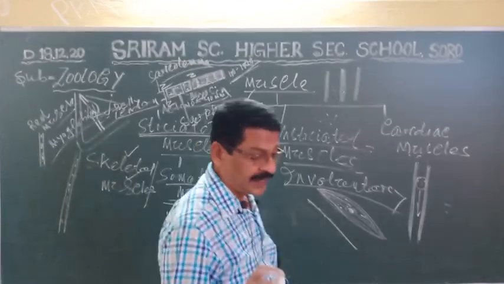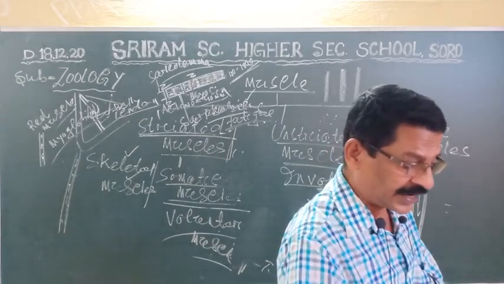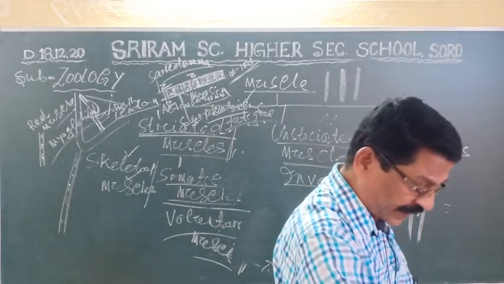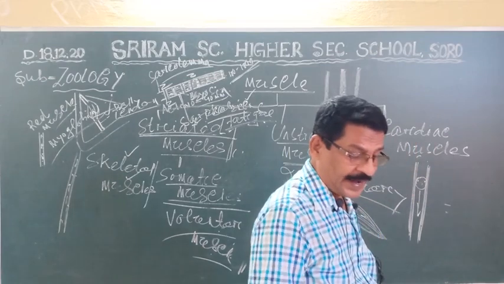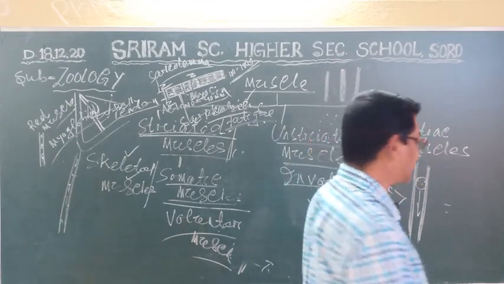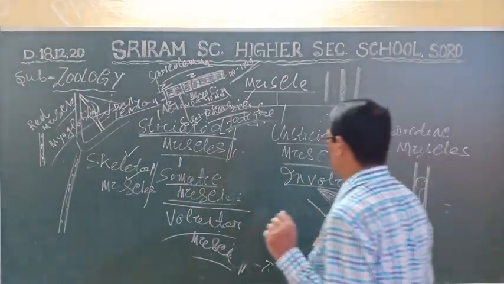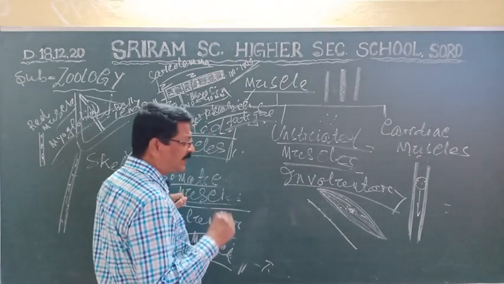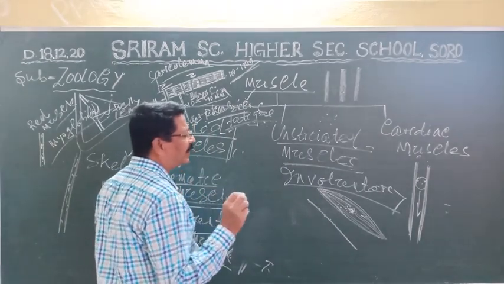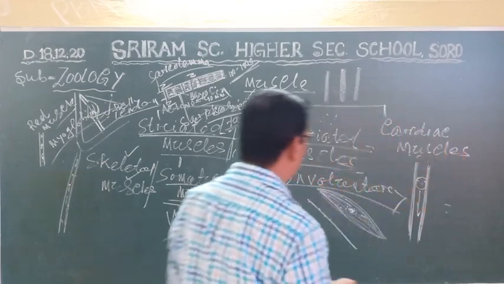They are called non-skeletal muscles. Another thing is that they are of two types. One is multi-unit, another is single unit.